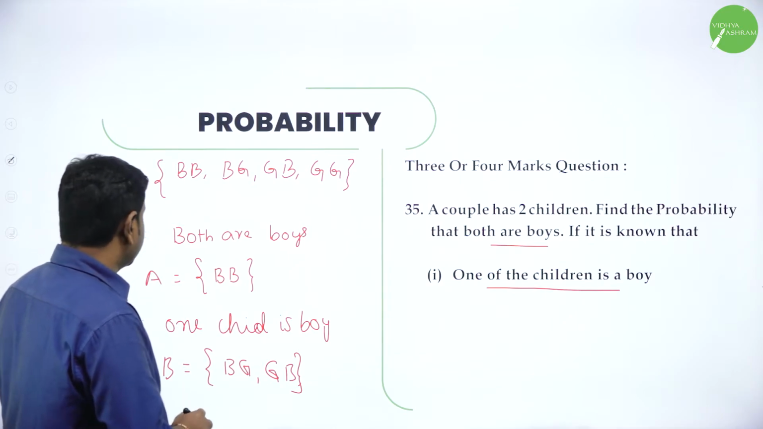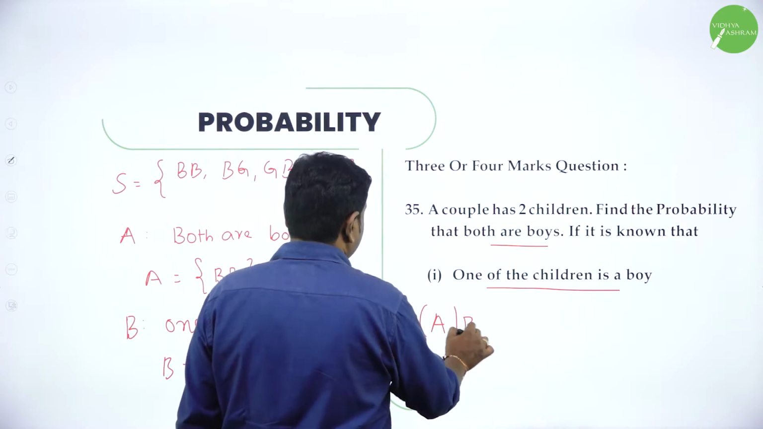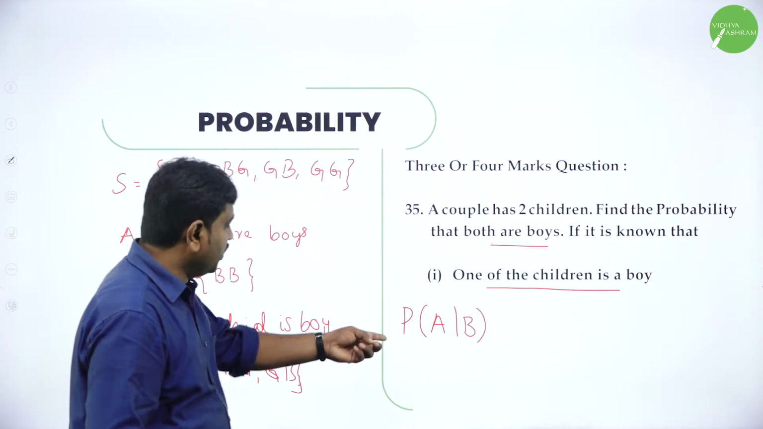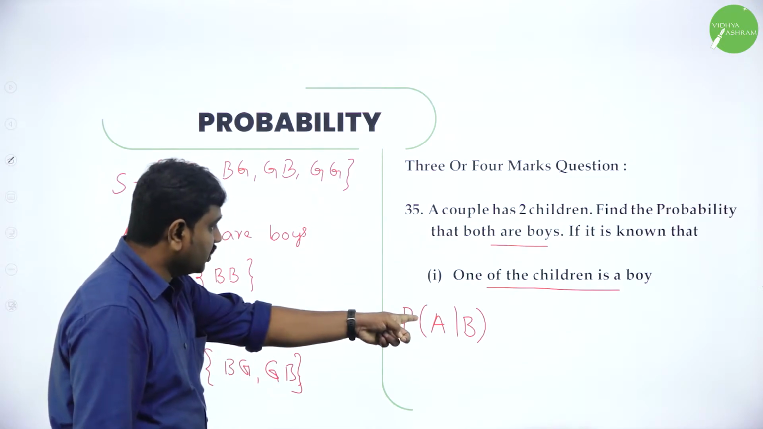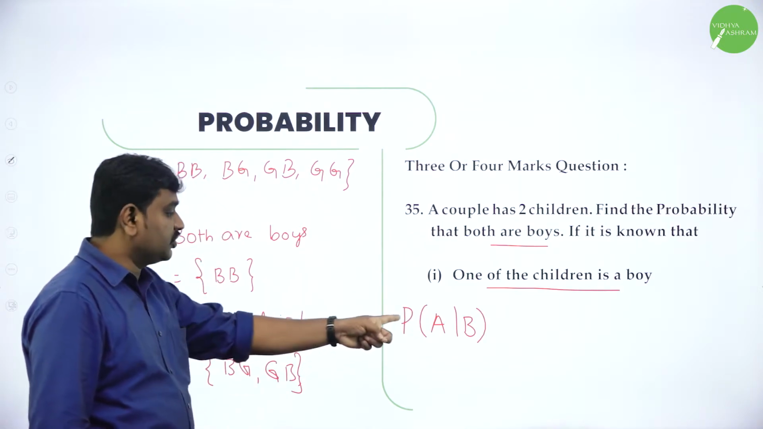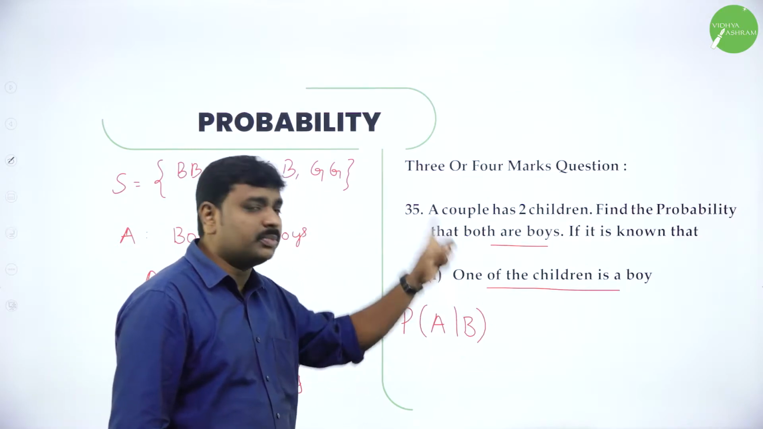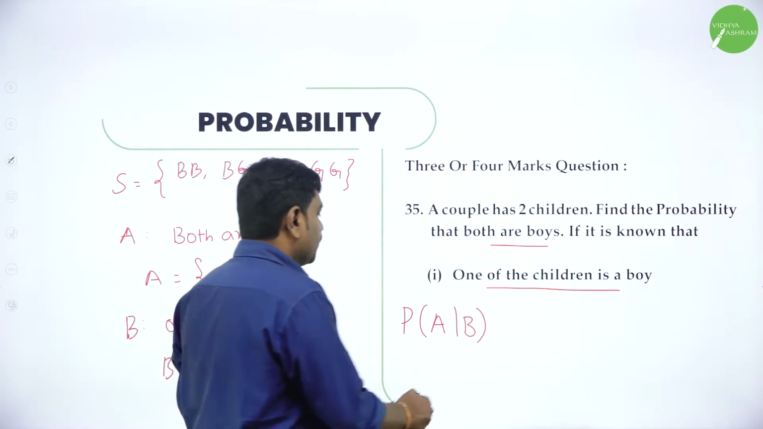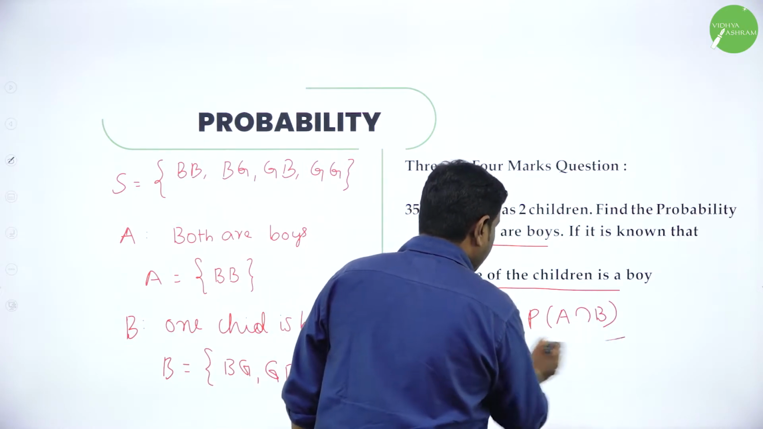So now the question is P of A by B. They want you to find the probability of A, means find the probability of both are boys given that one of the child is boy. This is read as conditional probability. How to read this? Probability of A given that B occurred. So now what is P of A by B? P of A intersection B divided by P of B.